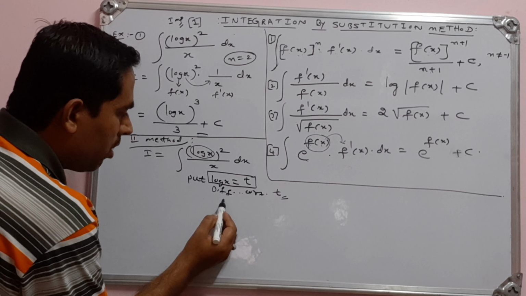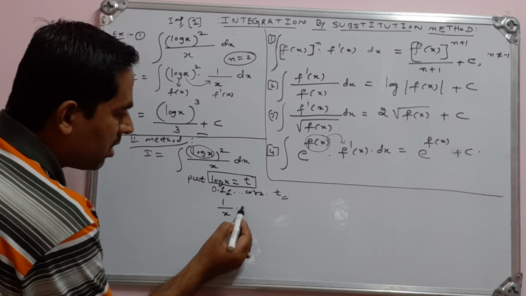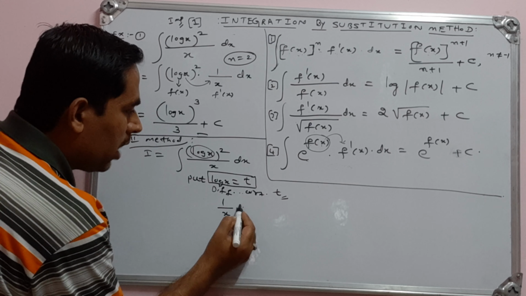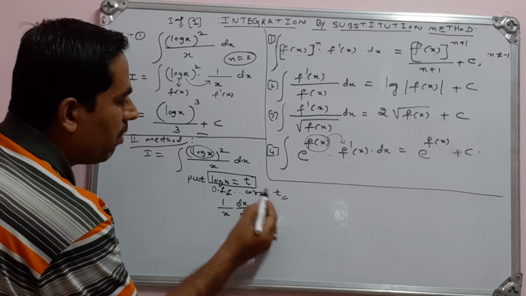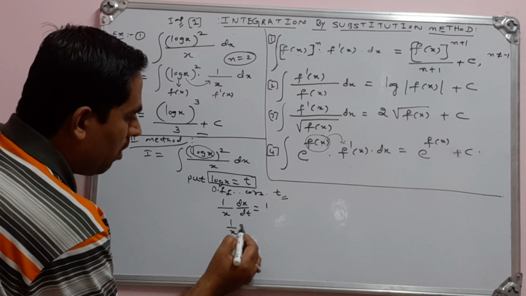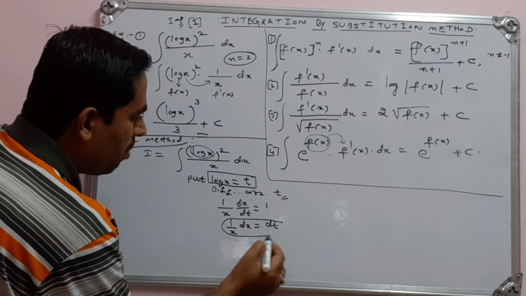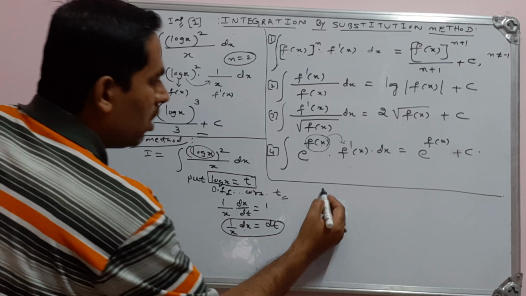Then derivative of log x is what? 1 by x. Derivative of log x is 1 by x into, since I am differentiating with respect to t, dx by dt. By chain rule, we know dx by dt is equal to derivative of t with respect to t, which is what? 1. So 1 by x into dx is equal to dt into 1, which is dt. See, I got this: 1 by x into dx is equal to dt. Now this function changes to the following.